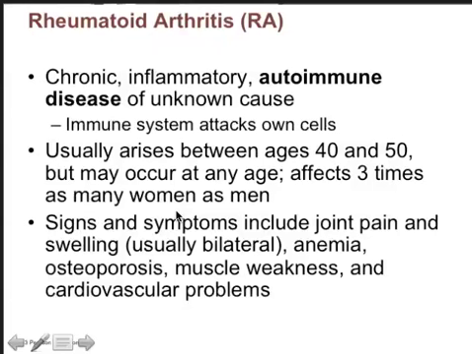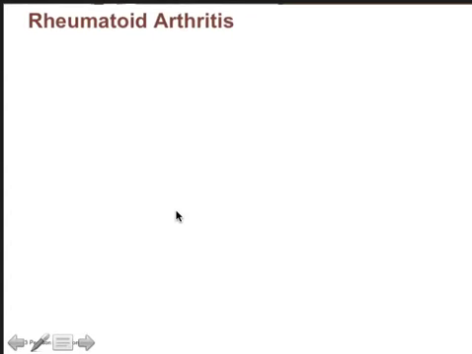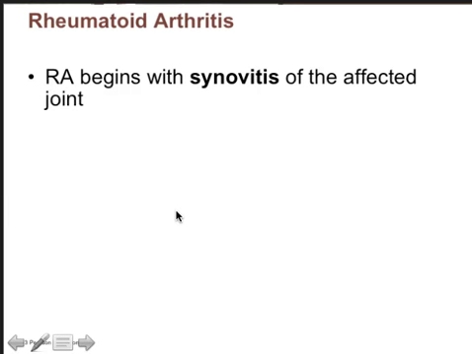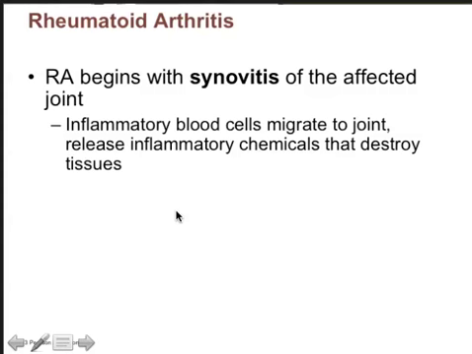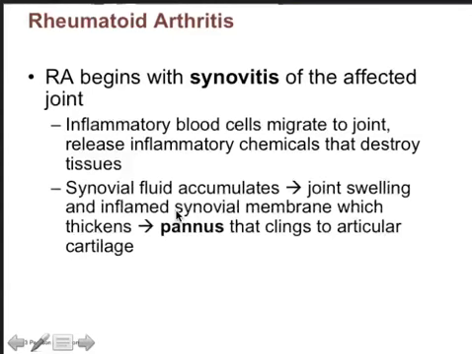Signs and symptoms include joint pain and swelling, which is usually bilateral, anemia, osteoporosis, muscle weakness, and cardiovascular problems. It usually begins with synovitis of the affected joint. Inflammatory blood cells migrate into it and release inflammatory chemicals that can destroy tissue. Synovial fluid accumulates in the joint, swells and inflames.